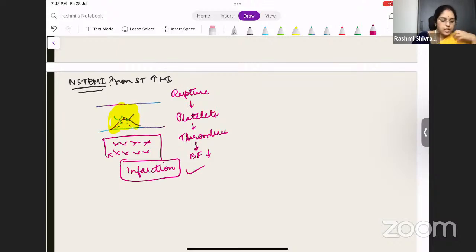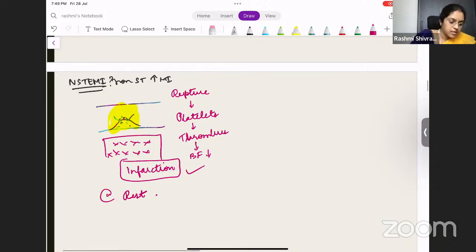So this patient has angina at rest. This is very, very important. So what is the difference between unstable angina and NSTEMI? In unstable angina, the plaque ruptured, there was a thrombus, but there was only near total occlusion. It was not a complete occlusion. In NSTEMI, there is total occlusion and there is infarction. In unstable angina, there was only subendocardial ischemia because still some amount of blood supply was being retained.